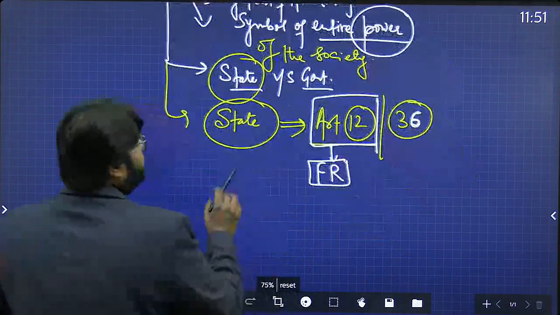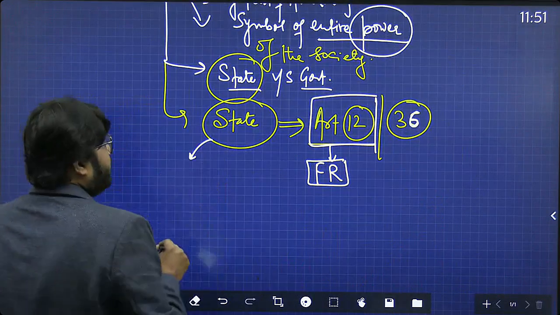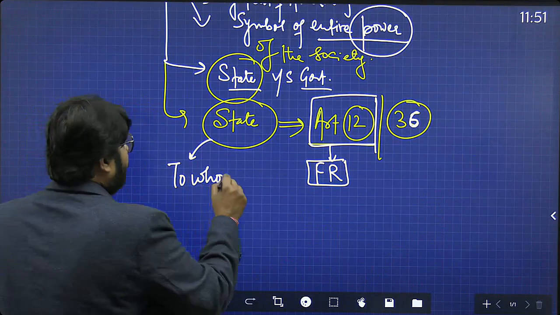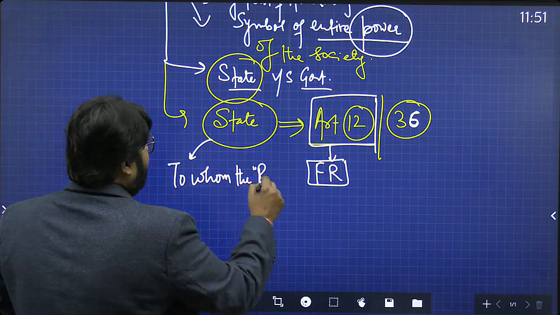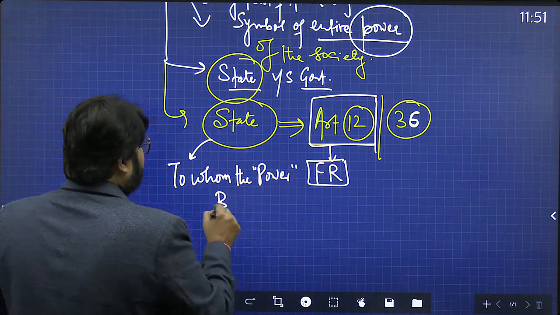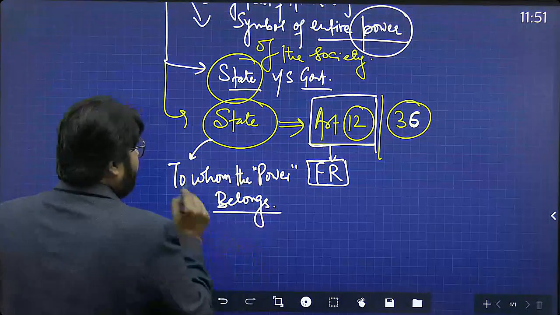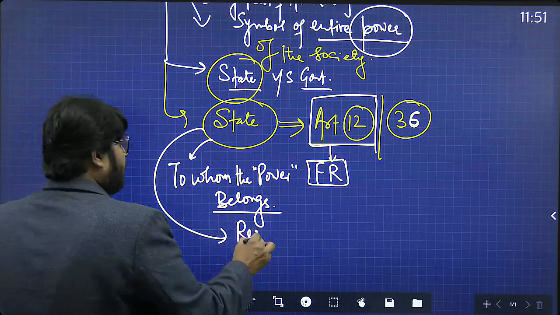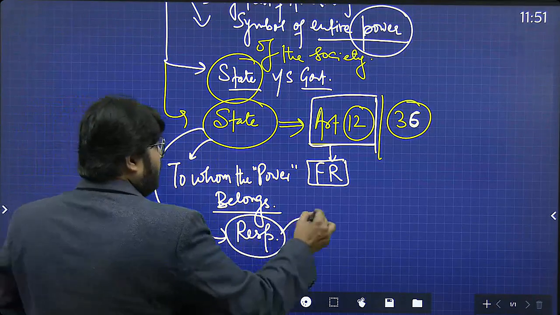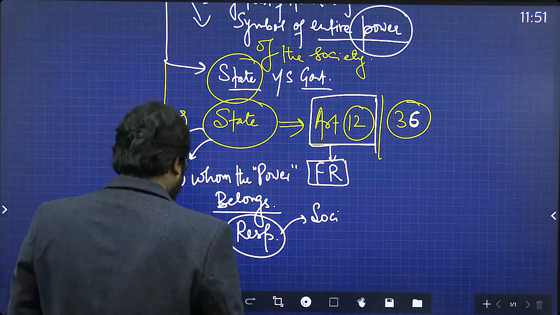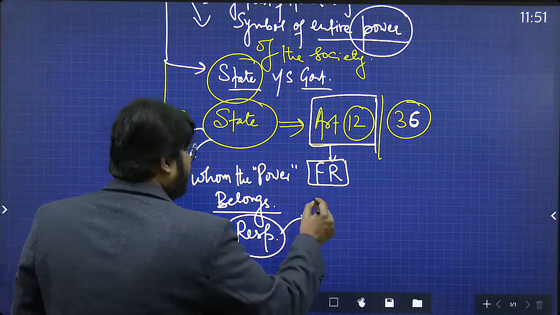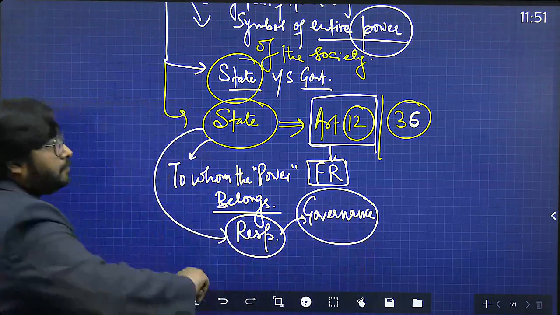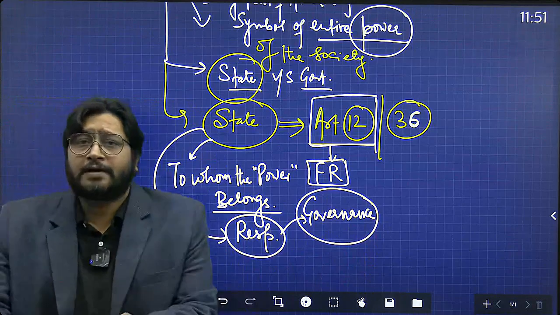Right. Why does defining state become important? Because the definition of state helps us understand to whom the power belongs, and who is responsible for the functions of the society or who is responsible for governance. So Article 12 defines the state.